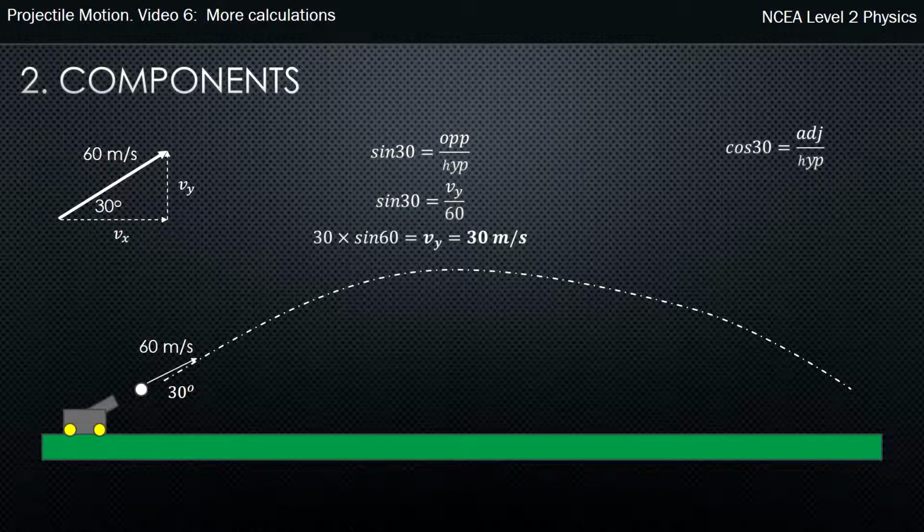I can do the same with the adjacent over hypotenuse, which is cos, which is going to give me my horizontal, my Vx. It's my initial speed of my horizontal. Put those together and I get 52 meters a second.